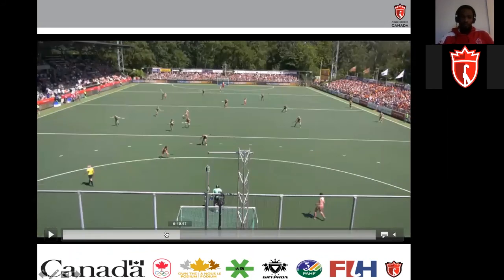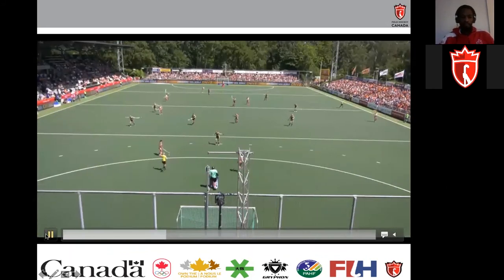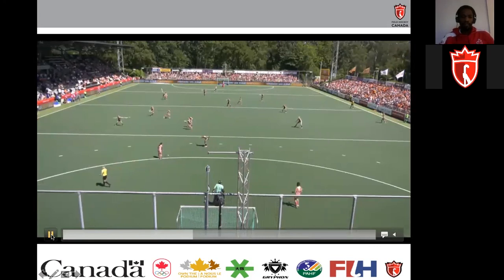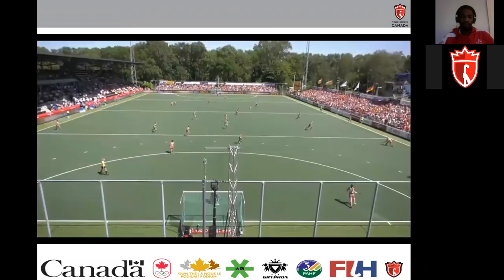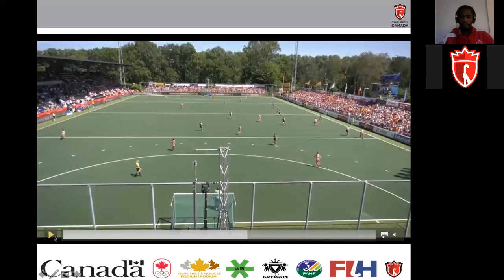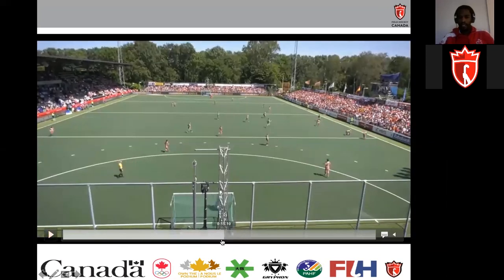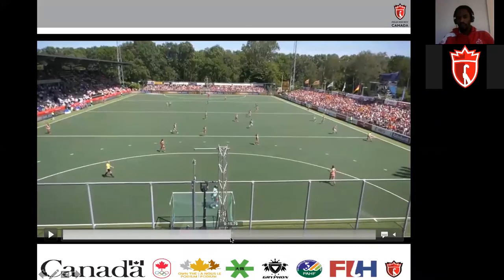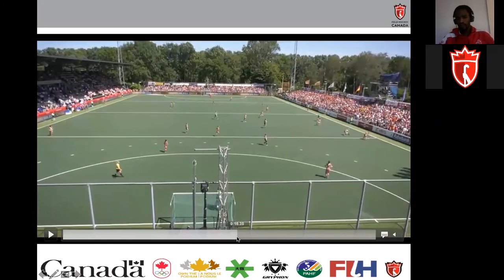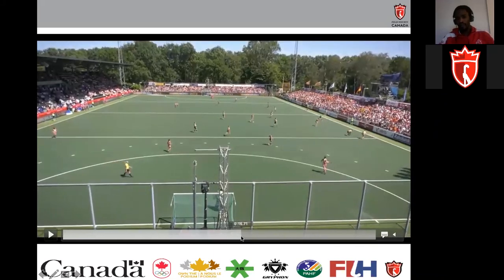Okay, so if we go to the start of this clip, once the ball gets transferred to the right D, as it gets transferred, you'll see the left striker is trying to press her on the 45 to keep her down the line. You'll see the left midfielder goes to the line, but the right D is able to play this ball through the backstick of the left striker.